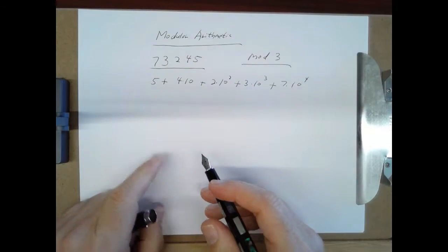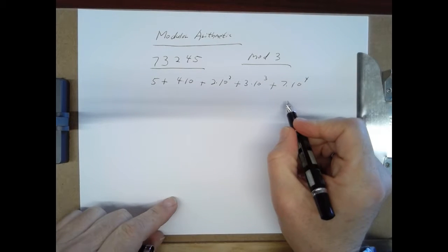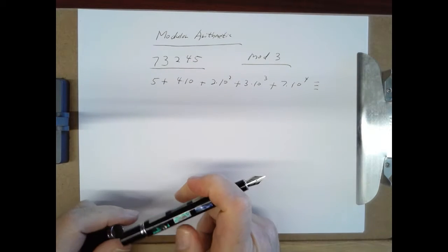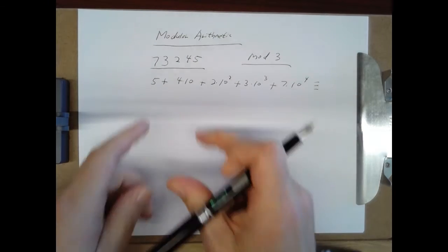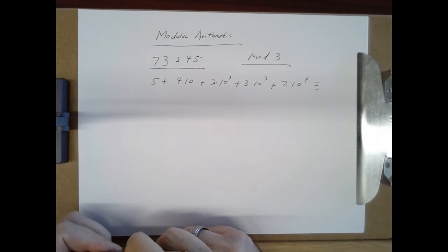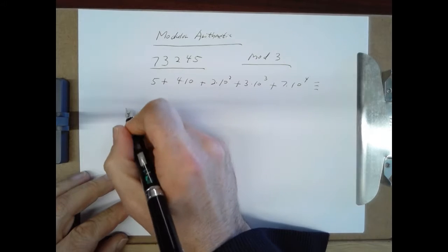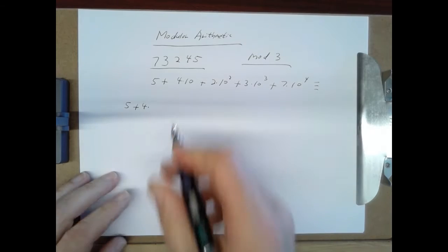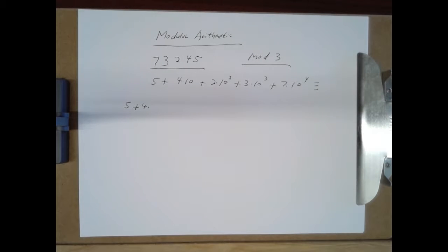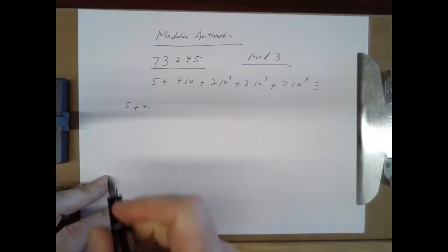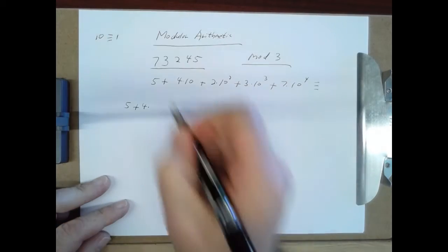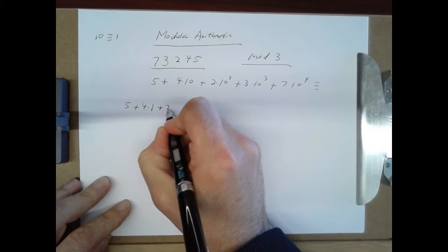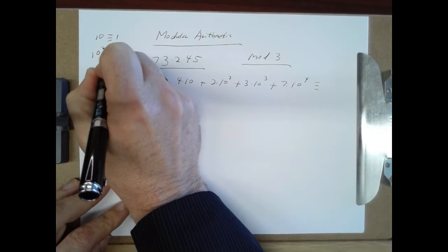And to know if this is divisible by 3, we need to know if this sum is divisible by 3. So if we can find what this is congruent to modulo 3, we'd know what 73,245 is congruent to mod 3. Well, 5 is congruent to 5. Plus 4 times, but what is 10 congruent to mod 3? 10 is congruent to 1. So 4 times 10 is congruent to 4 times 1. And what is 10 squared congruent to?